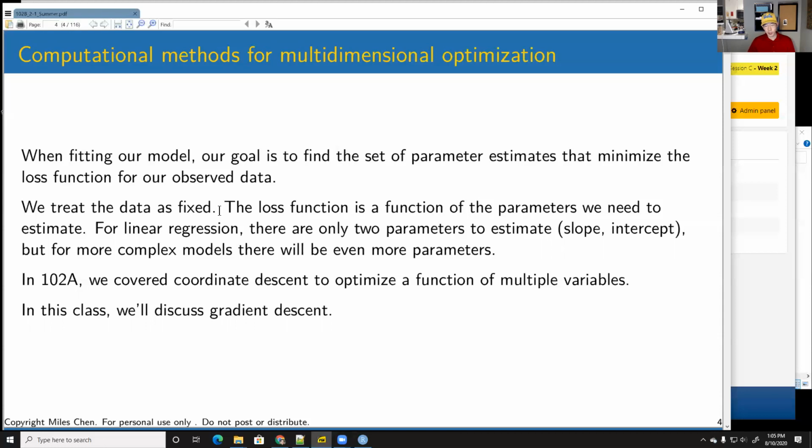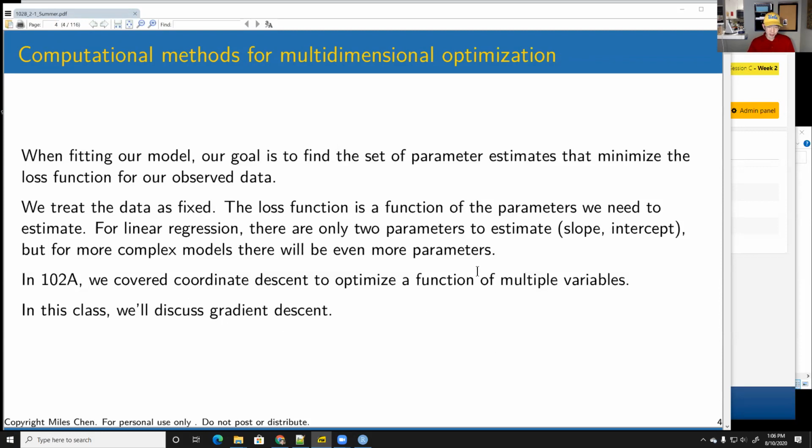If you took 102A with me, I covered coordinate descent. I don't know if you guys remember that. And for those of you who took 102A with Professor Wu, did you learn coordinate descent? Yes, no, maybe? No, you don't think so. Okay, that's all right. You don't need to know coordinate descent in order to do gradient descent, but I was just curious. You definitely covered unidimensional optimization, like Newton's method? Yeah, okay. Newton-Raphson and secant method and stuff like that.